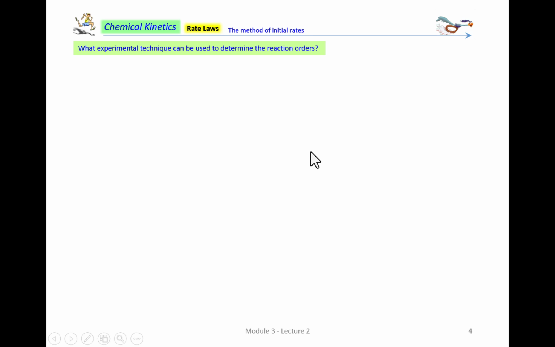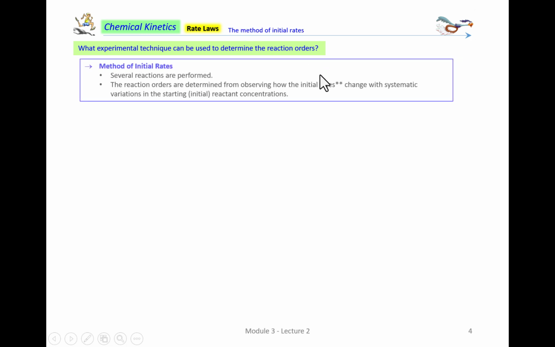Typically, a rate law is found by an experimental technique called the method of initial rates. And in the method of initial rates, several reactions are performed, and what you do is determine the reaction orders by observing how the initial rates of these reactions change as you systematically vary the starting or initial reactant concentrations.